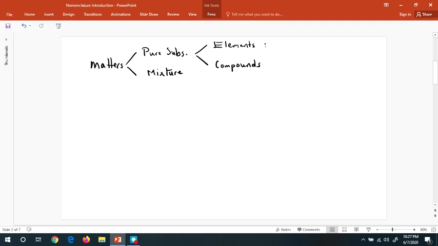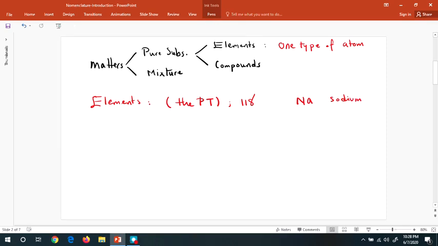Whenever we say elements, we are talking about only one type of atom. We are going to know what it means when we say one type of atom. So I'm going to write elements here. Please look at the periodic table. In the periodic table of elements, we have about 118 elements. It means we have 118 atoms. So if I say sodium, I'm talking about sodium only. I don't talk about oxygen, I don't talk about nitrogen or any other elements, only sodium. So if we have only one type of atom, we call that an element.